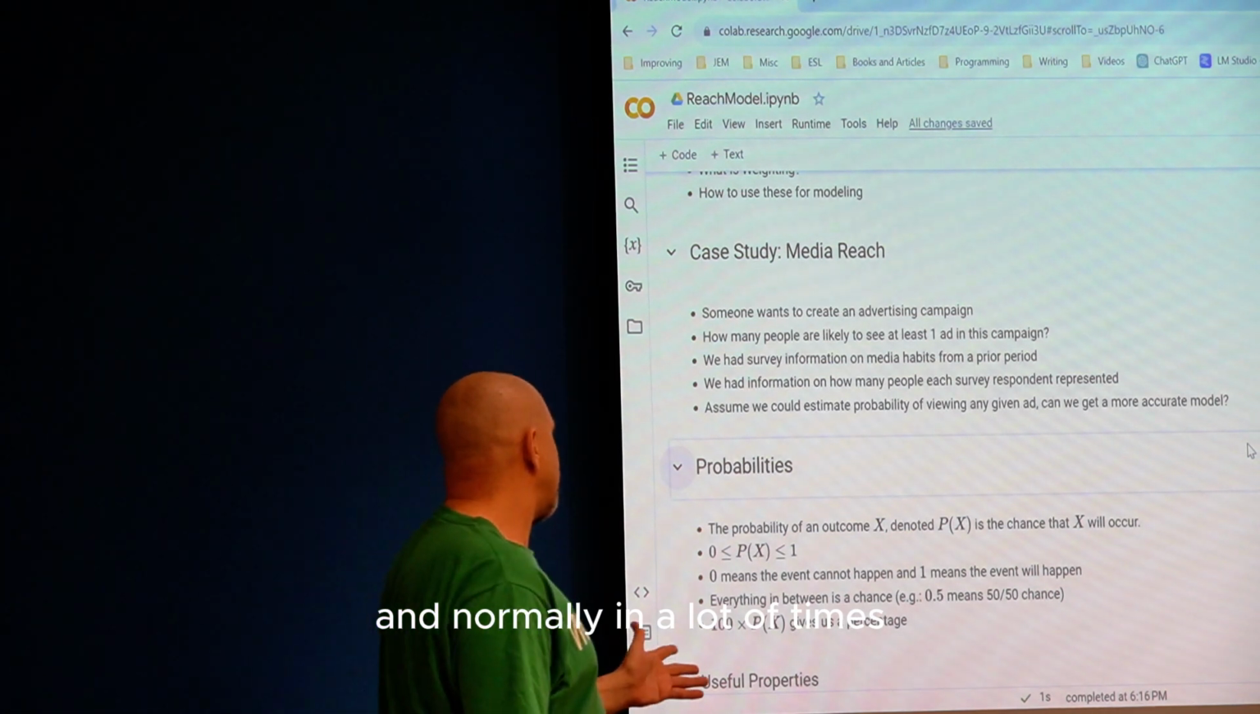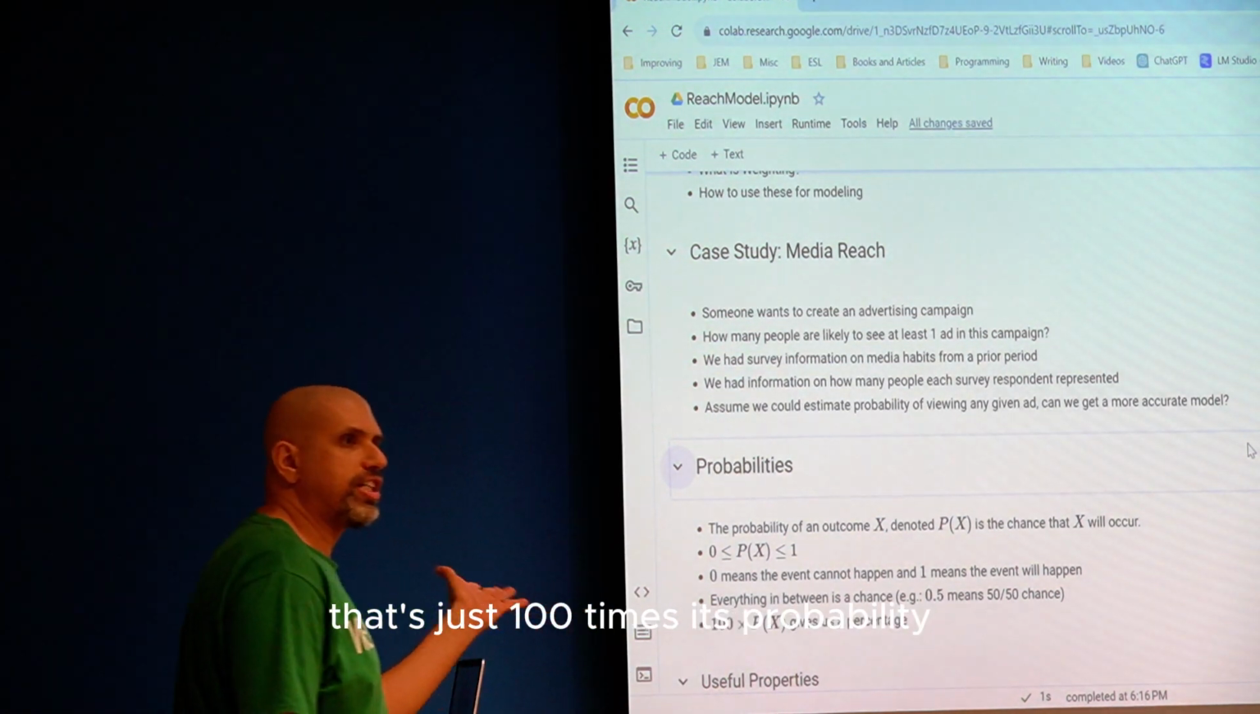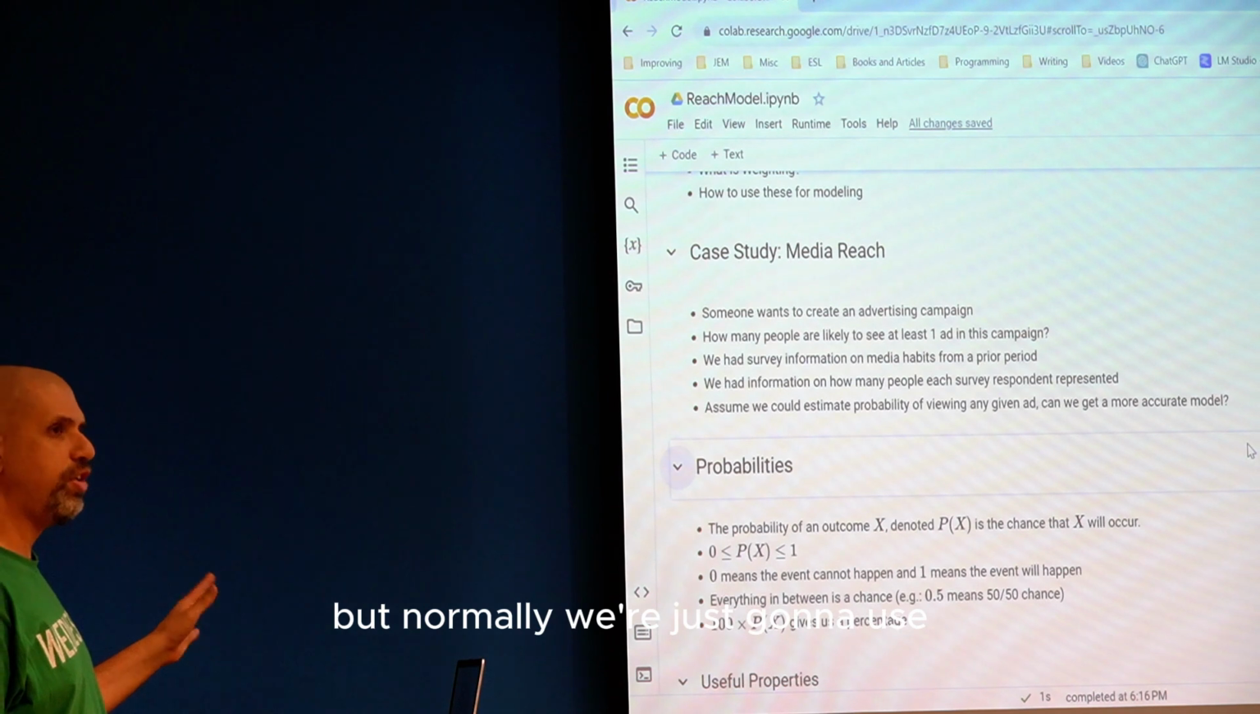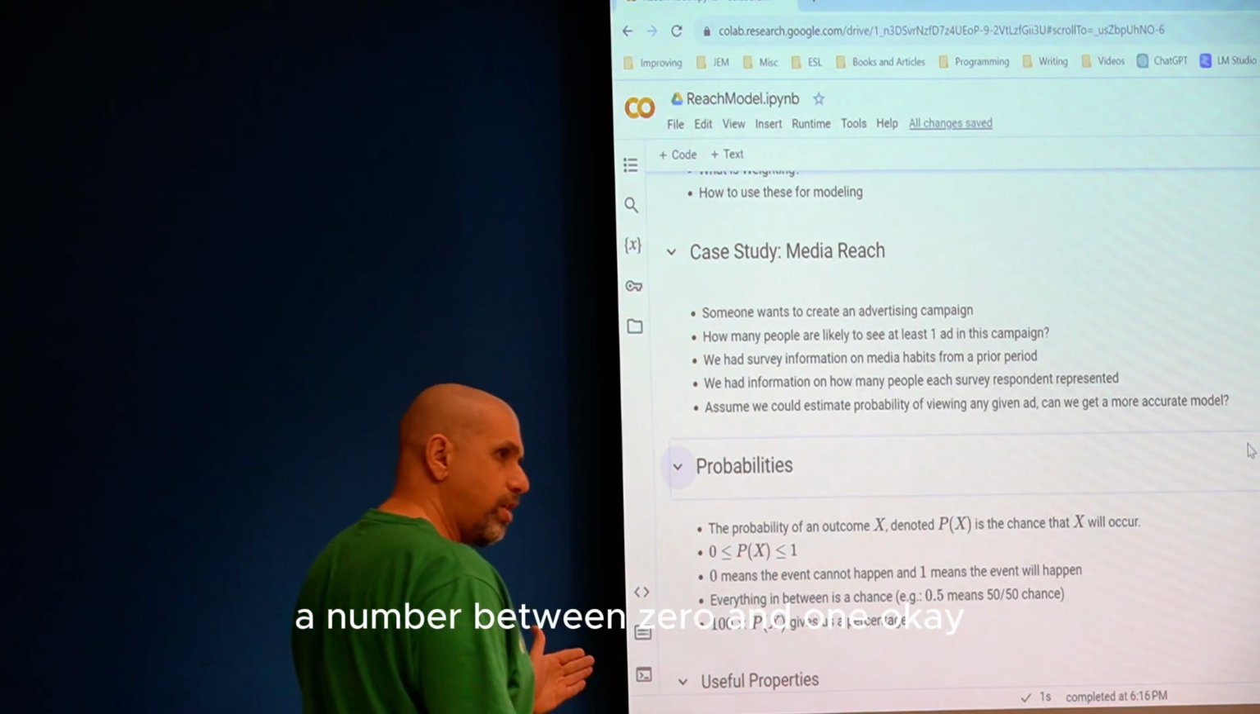And normally, a lot of times you're used to seeing percentages, that's just 100 times this probability. But normally we're just going to use a number between 0 and 1. Okay?